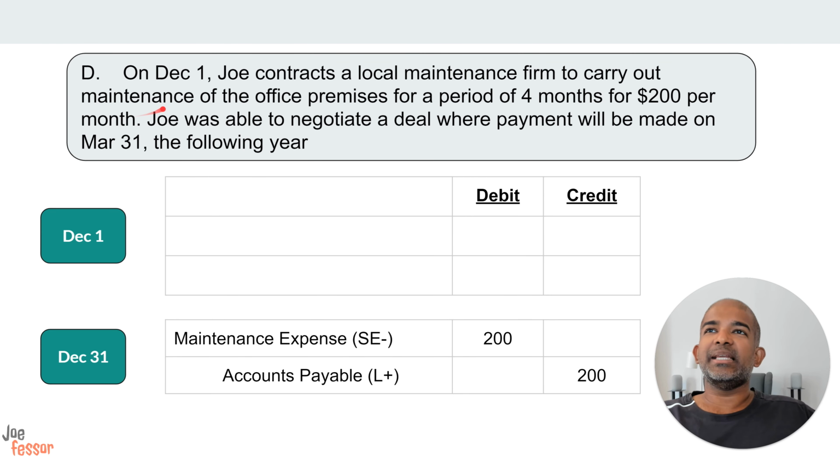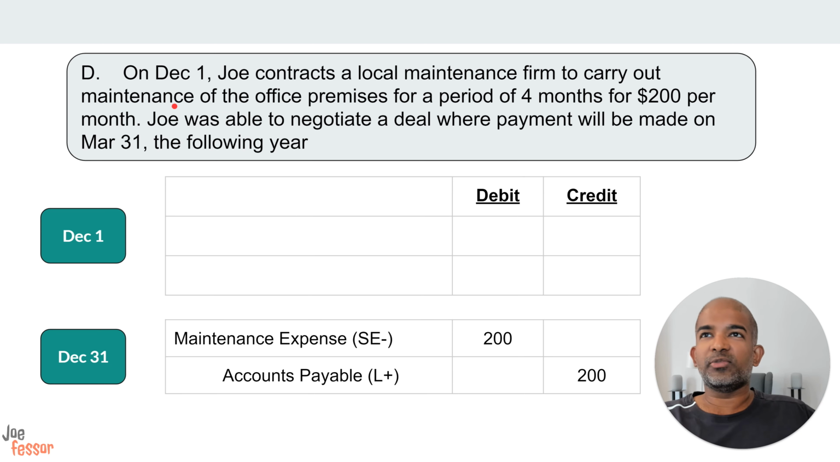Moving on to transaction D, on the 1st of December, Joe contracts a local maintenance firm to carry out maintenance of the office premises for a period of 4 months for $200 per month. Joe was able to negotiate a deal where payment will be made on March 31st the following year. So December 1st to March 31st the next year, that's 4 months. Joe would pay them at the end of those 4 months. So on the 1st of December, no cash has exchanged hands and the maintenance firm hasn't done any work, so there are no journal entries on the 1st of December.